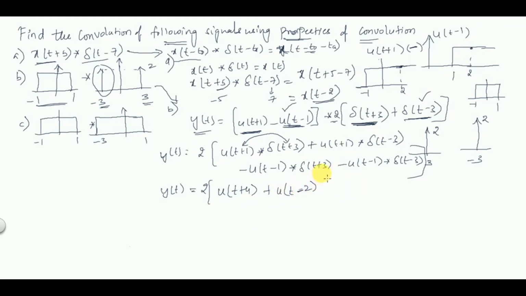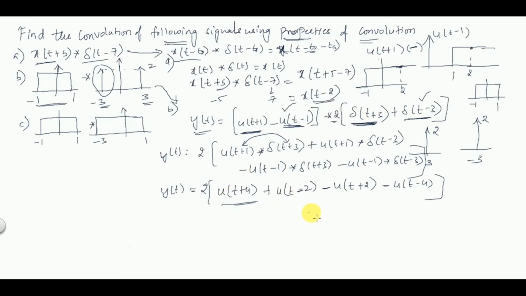So t minus 2 plus, minus, this becomes u of t minus 1 plus 3. T minus 1 plus 3 is t plus 2. T plus 2, and this becomes minus u of t minus 4. Okay, so this is your output signal. Understood? So just using the property here.